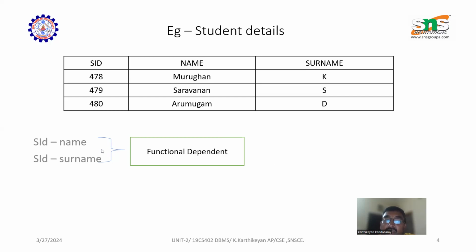Sometimes the student ID dependent on name is right, but student ID not dependent on surname. Okay, this is the functional dependency process.